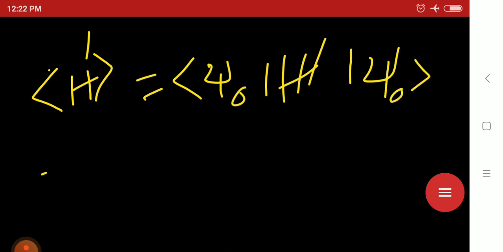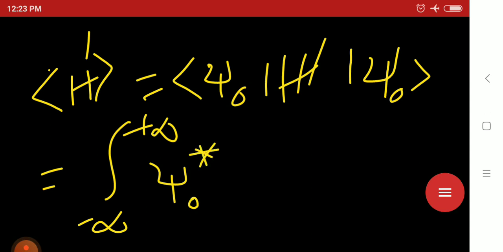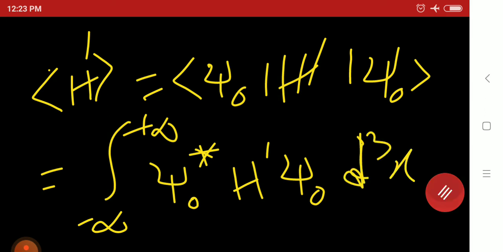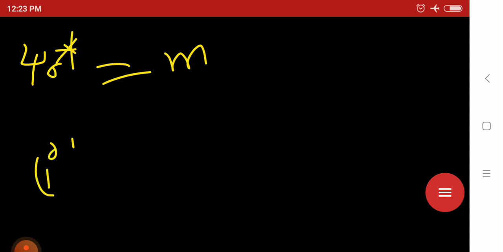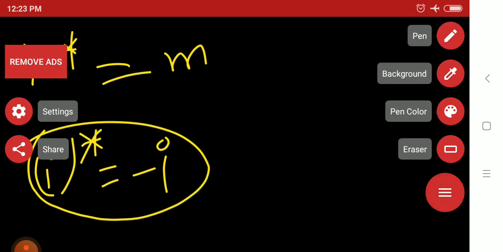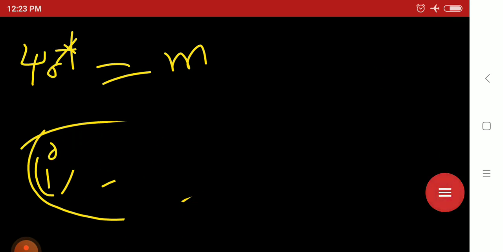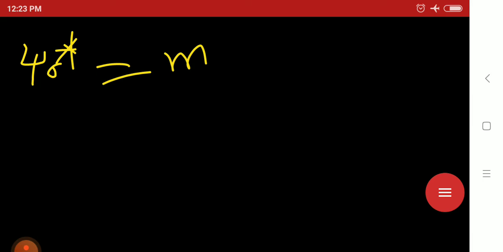So how can we write this? We can write it as the integration from minus infinity to plus infinity of psi 0 star H prime psi 0 dx. Okay, so let's calculate this. Psi 0 star means the complex conjugate of the wave function psi 0. If you take the complex conjugate of i, the imaginary number, that will give us minus i. But here the wave function is real, meaning no imaginary term is in the wave function. So psi 0 star will give us the same result as psi 0. Let me write.